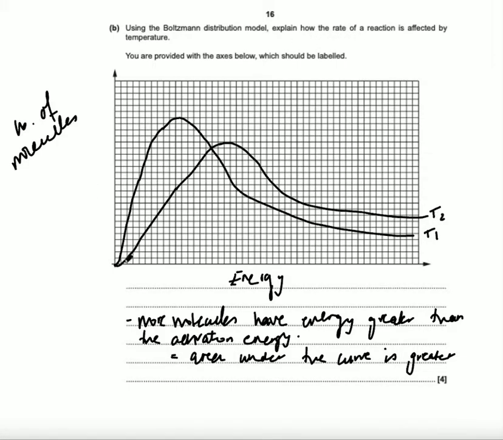And so what happens, the graph skews to the right-hand side. So it goes to the right and it remains higher. So it does come down, but it's still higher than T1. And that just shows you that more molecules will have the energy greater than the activation energy. And so that's basically the area under the curve. So this is what you have.